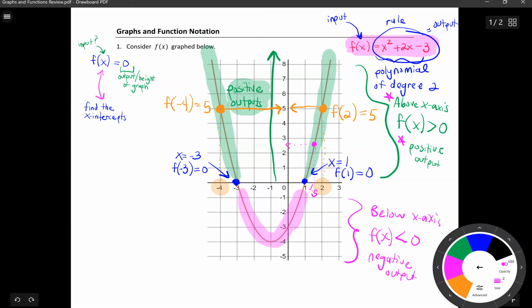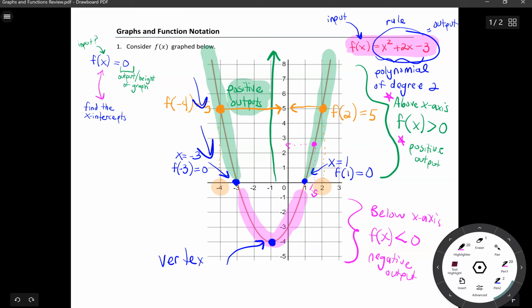Okay, what else might be an important point on this graph? Oh, hey, how about this one? Since this happens to be a parabola, how about this vertex? The vertex of the parabola, that's where it changes direction. My function was decreasing, the heights were going down, and then I hit that vertex. And after the vertex, my function started increasing again. The heights of the points started going up after that point.